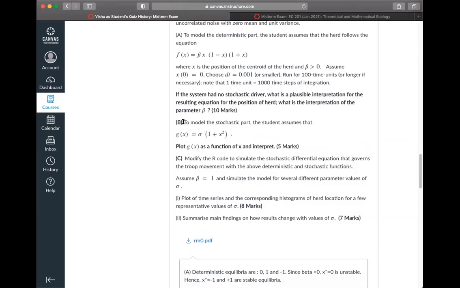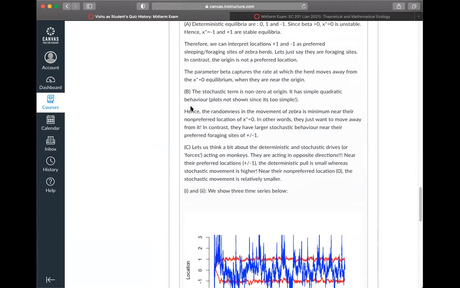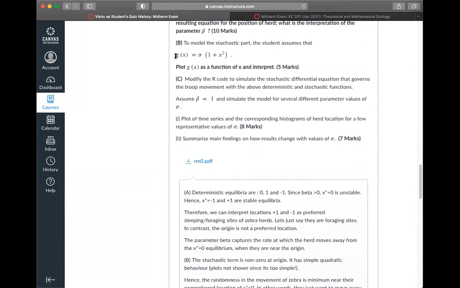So part B is plot just a simple quadratic function and interpret it. I haven't done the plotting here because I thought it was a simple quadratic function anyway. What this shows is that it has the opposite pattern. If you look at this, the stochasticity is minimum at x equal to 0, and it increases as you move away from 0. Is that right?